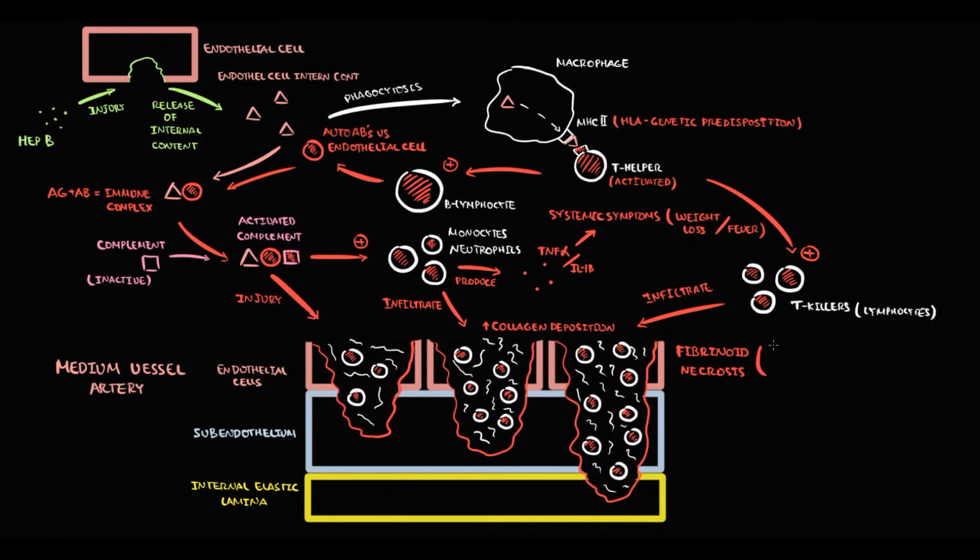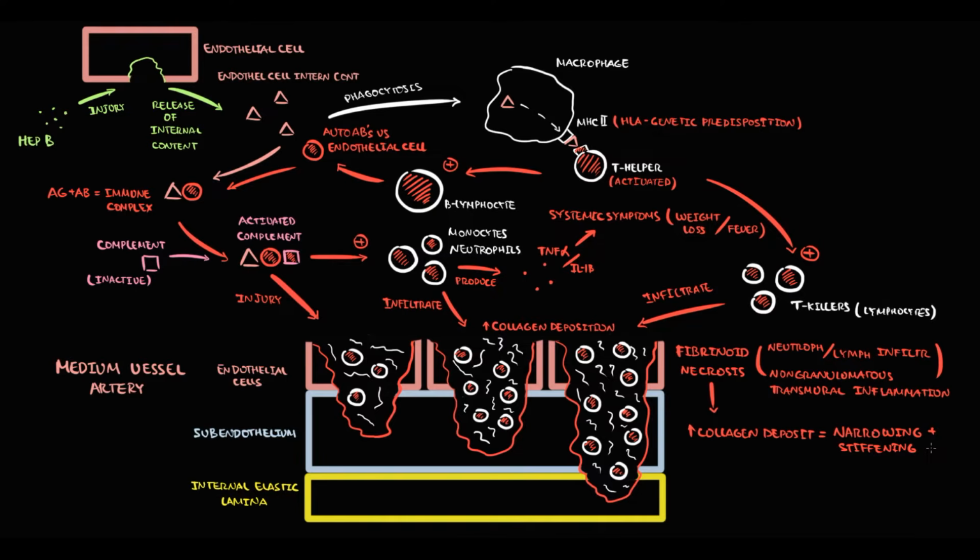In this case, fibrinoid necrosis also is accompanied by massive neutrophilic and lymphocytic infiltration. As we see, there is no granuloma formation, and inflammation potentially can affect all layers of the blood vessel, so it's transmural inflammation. In response to fibrinoid necrosis, organism produces massive amount of collagen that begins to deposit within the blood vessel wall, and with deposition of collagen, vessel becomes more narrow and stiff.